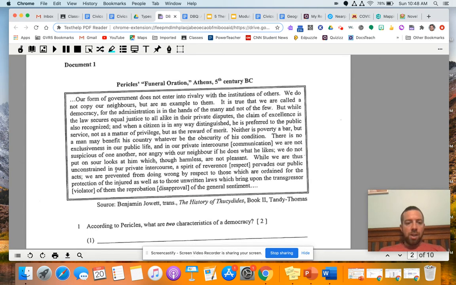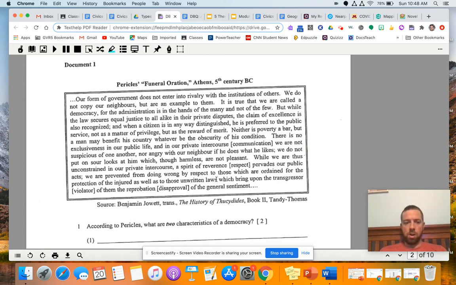While we are thus unconstrained in our private intercourse, so referencing how we're not exclusive and how we value individual liberties, we also have a spirit of reverence or respect. It pervades our public acts. So we respect each other. We are prevented from doing wrong by respect to those which are ordained for the protection of the injured, as well as those unwritten laws.